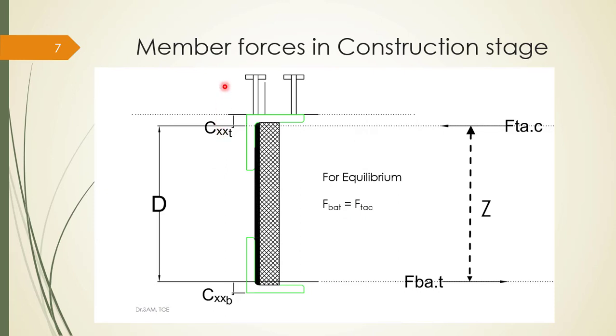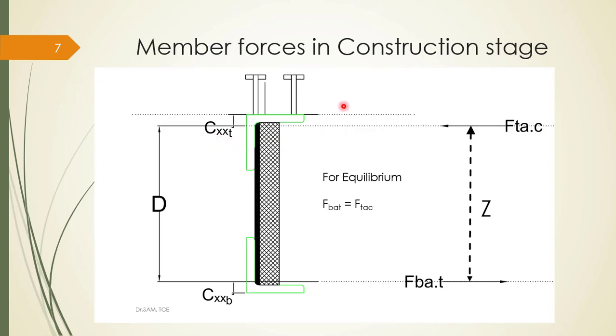To calculate the member force in the construction stage, everybody knows that in the construction stage there is no concrete, only steel elements are available. So we have to design it as a steel structure in the construction stage. So here this is a top angle. In this example, I took the top chord as an angle, and the web member is also an angle. Here I take a particular cross section where there is a top angle, a bottom angle, and the top angle is connected to a shear connector.